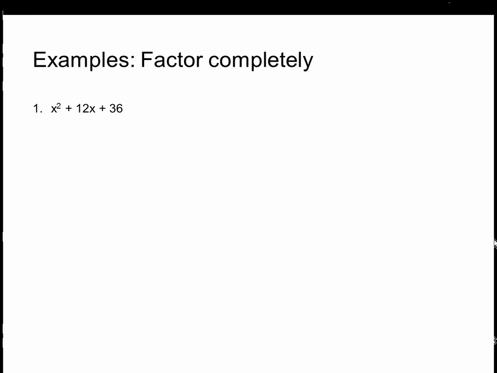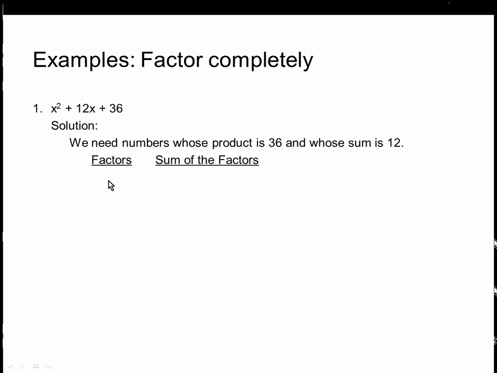So factor completely. I've got x squared plus 12x plus 36. You notice it is a trinomial. I want numbers that multiply to be 36 and add up to be 12. So if I make my list, 1 times 36 adds up to be 37. I can do 2 times 18 adds up to be 20. 3 times 12. No, I didn't do 3 times 12. I did 4 times 9. I got 13. Ooh, I'm even closer though. And 6 will go into 36, so 6 times 6, that adds up to 12. So it's going to be x plus 6, x plus 6.